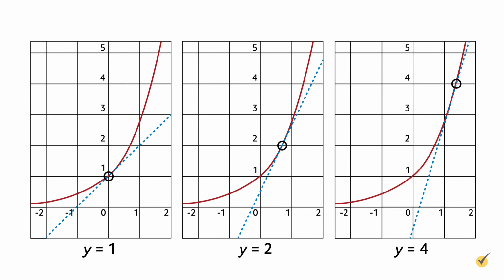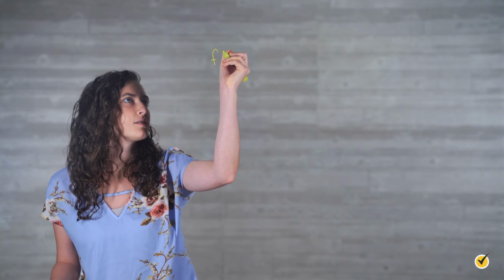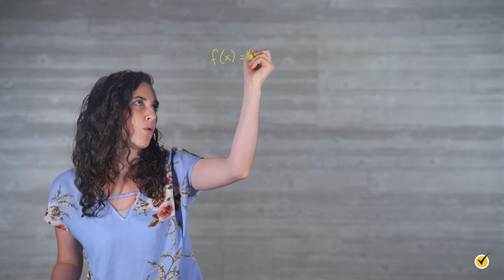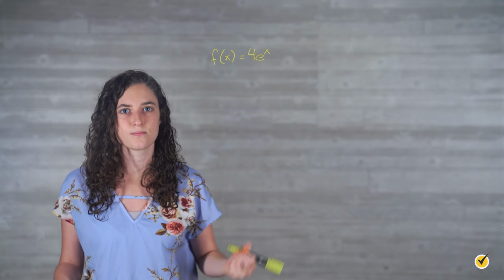Look at the graph of y equals e to the x and see that at height y equals 1, e to the x has a slope of 1. Similarly, at height y equals 2, e to the x has a slope of 2. And at height y equals 4, it of course has a slope of 4. Since e to the x is its own derivative, you can determine the derivative of f of x equals 4 times e to the x.